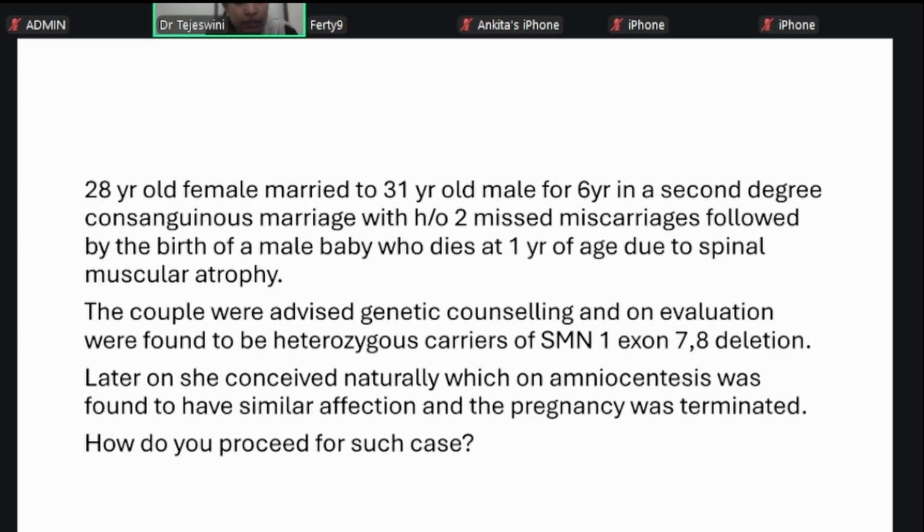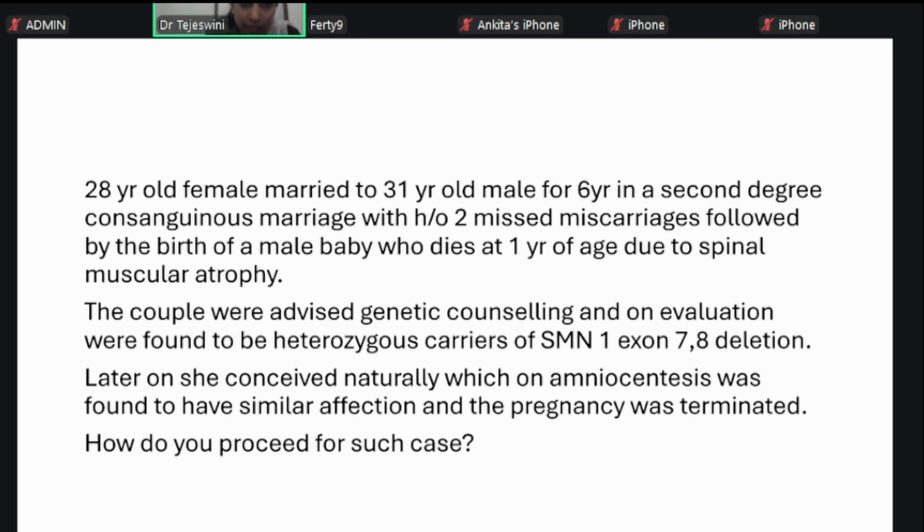Later on, she conceived naturally after this evaluation, and on amniocentesis the fetus was found to have similar affection. It had the same SMN1 exon 7 and 8 deletion, and the pregnancy was terminated. So how do you proceed for such a case?